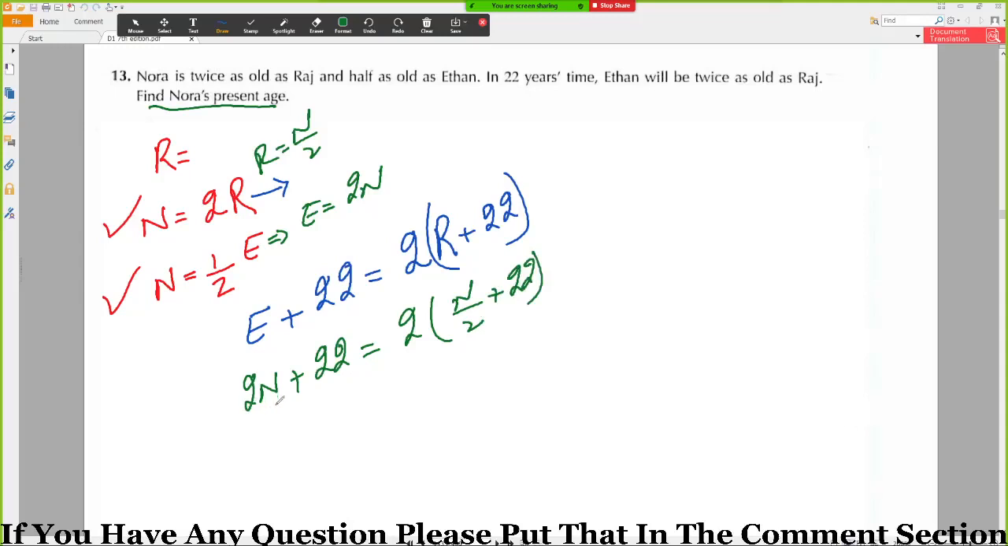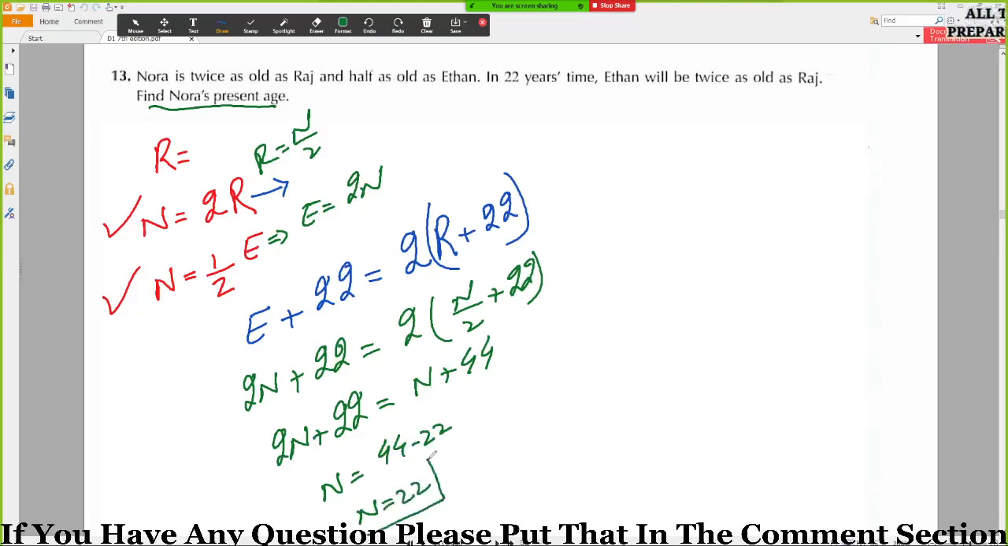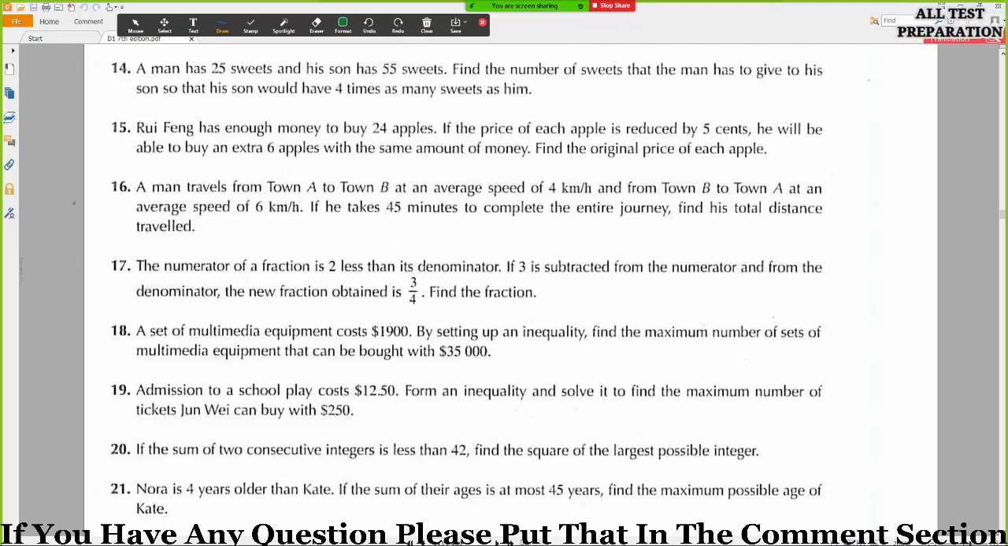So this will be 2n plus 22. 2 times n divided by 2 is n, plus 2 times 22 is 44. So n को इस साइड पे ले आओ, so 2n minus n हो जाएगा, that will be equal to n. 22 को उस साइड पे ले जाओ तो 44 minus 22, that will be equal to 22. Okay, this will be the final answer. को देख लो.